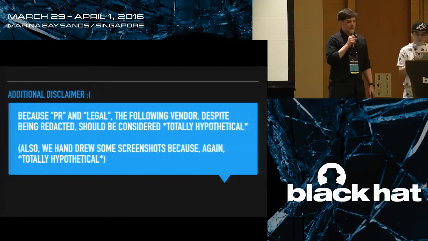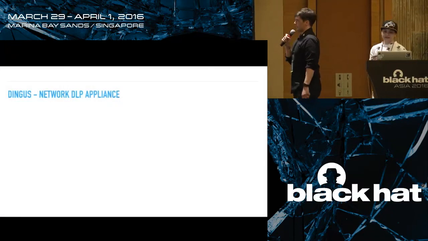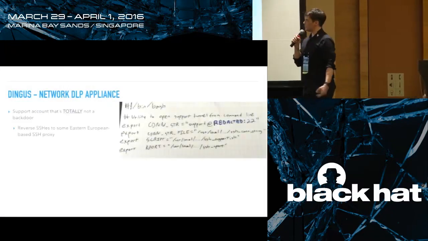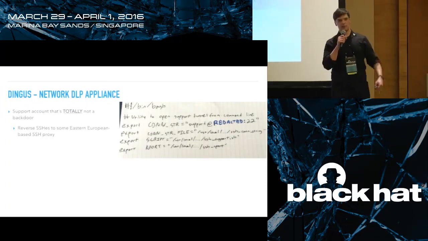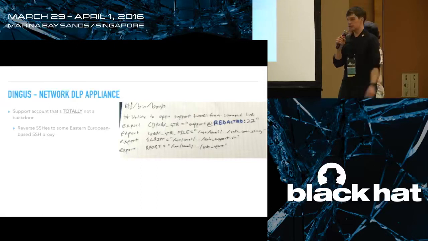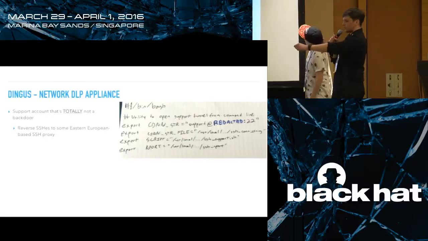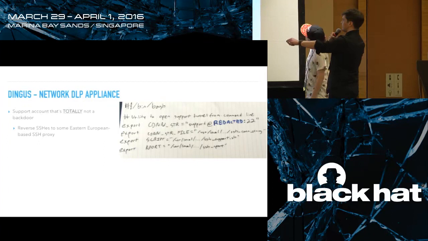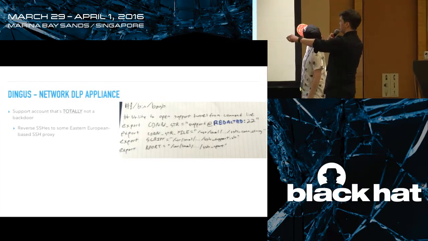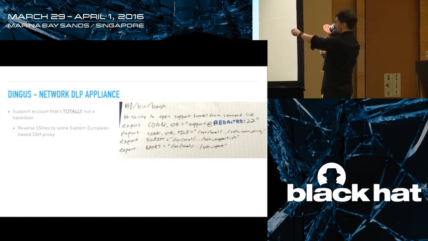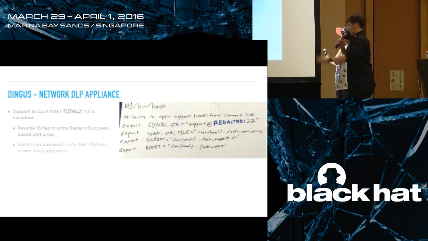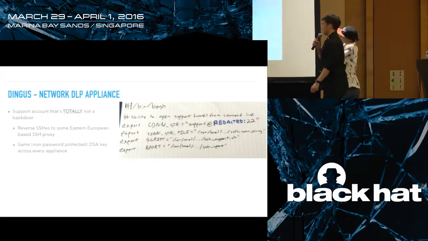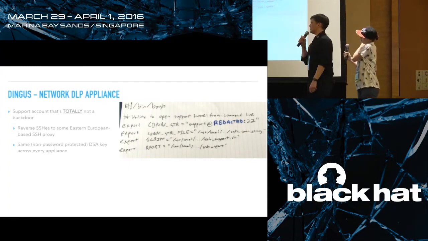So Dingus, their network appliance, has a support account, hypothetically, that actually reverse SSHs to an Eastern European-based SSH jump host, basically. As you can see here in the hand-drawn screenshot, this would have been an excerpt from that hypothetical script where it goes to support at whatever this hypothetical host name would be. And there are some scripts that it uses for various reasons.